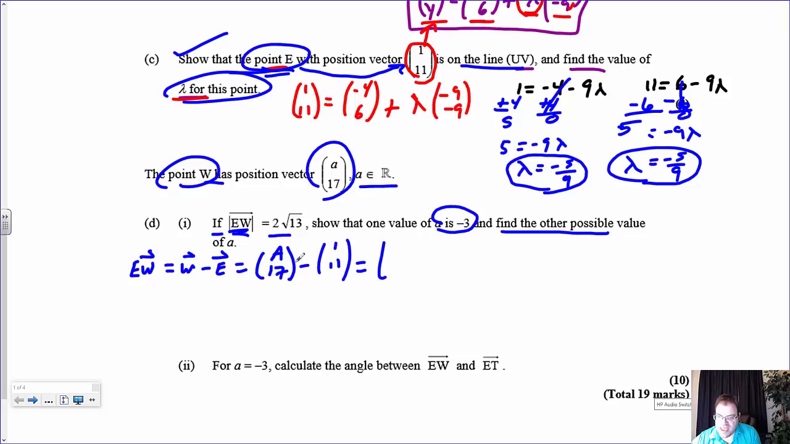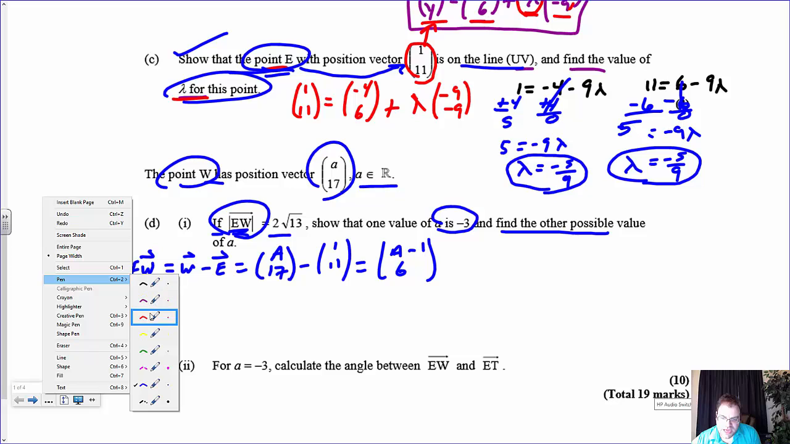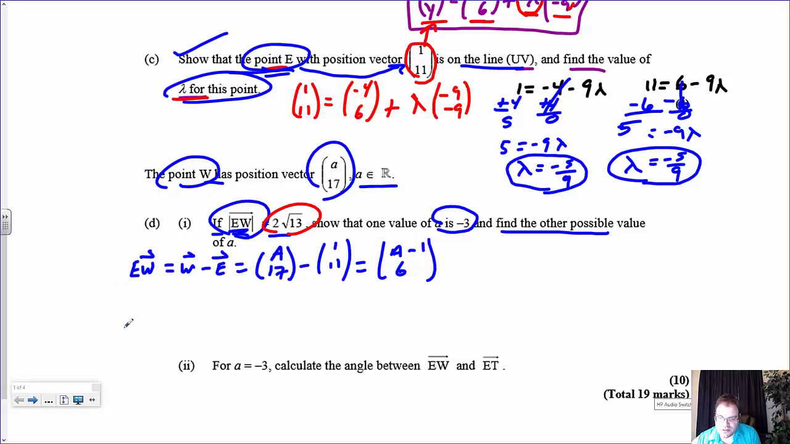So, following this, it's A minus 11, which is A minus 1, and then 17 minus 11. 17 minus 11 is 6. So this is the vector EW. And so the next thing they're talking about is the magnitude. So I need to figure that out. They actually tell me that the magnitude is 2 root 13.